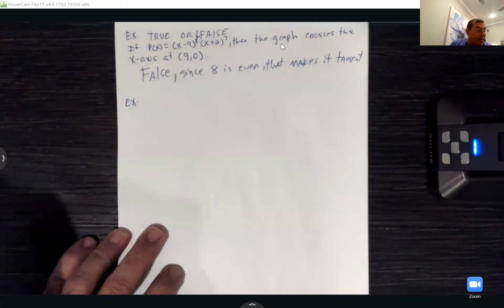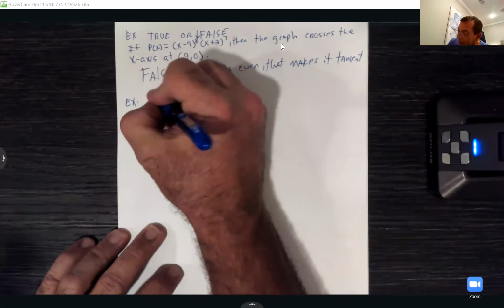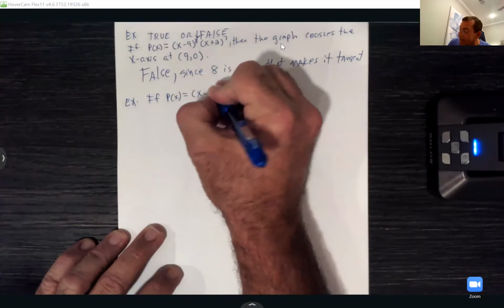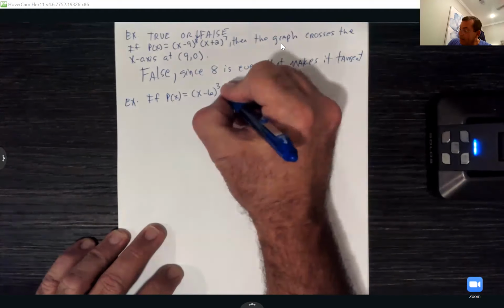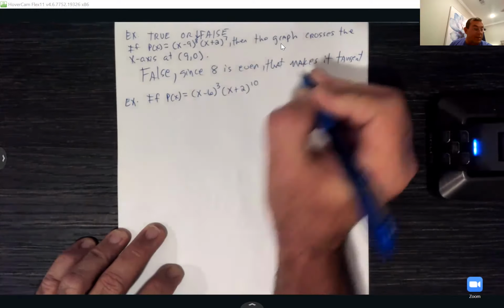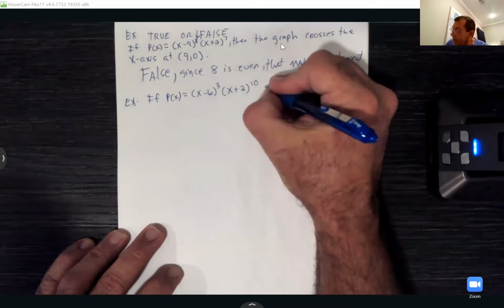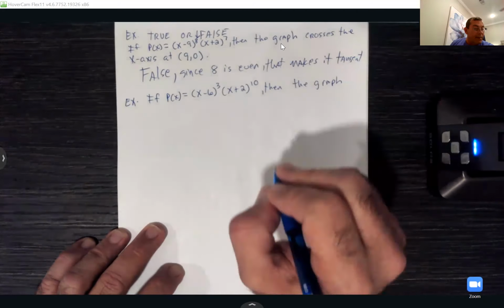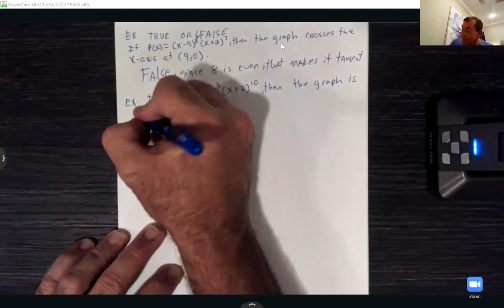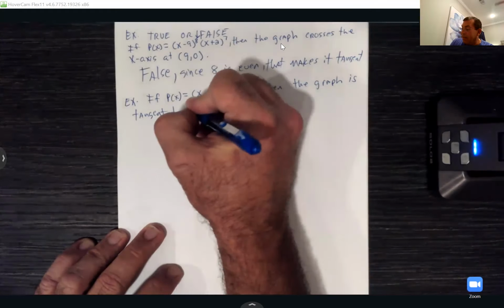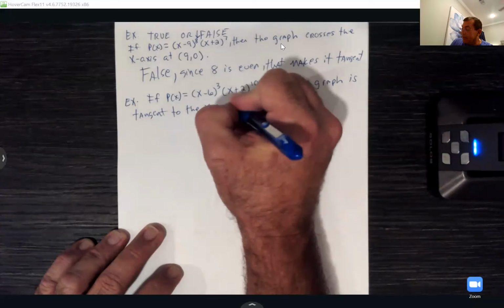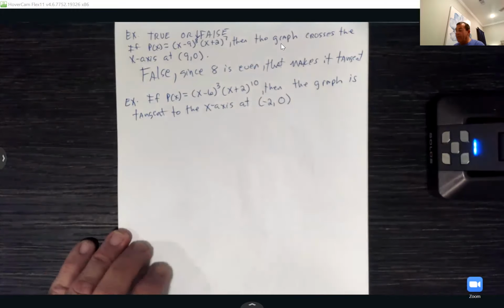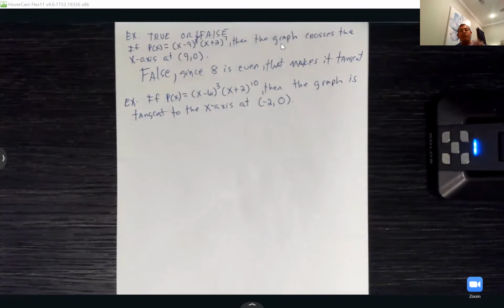So this one I'm going to let y'all answer. If P of X equals (X minus 6) to the 3rd times (X plus 2) to the 10th, then the graph is tangent to the x-axis at the point (-2, 0). So y'all, is that one true or false?